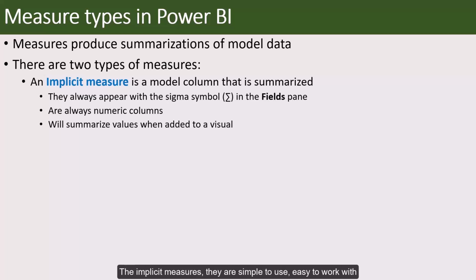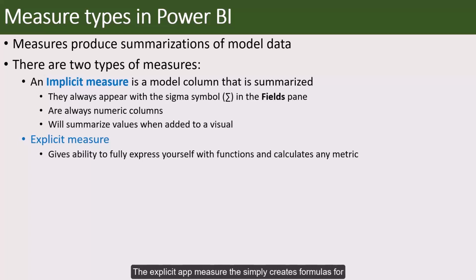The implicit measures are simple to use, easy to work with, and require less work for you as a data modeler. But the problem is that they are not visible to the MDX engine in the data analysis of Power BI, and you can also apply them to limited scenarios. And that is why we have what we call the explicit measure. The explicit measures, you simply create formulas for. The explicit measure gives you the ability to fully express yourself with functions and calculate any metric that you want, and they will be added to your model.